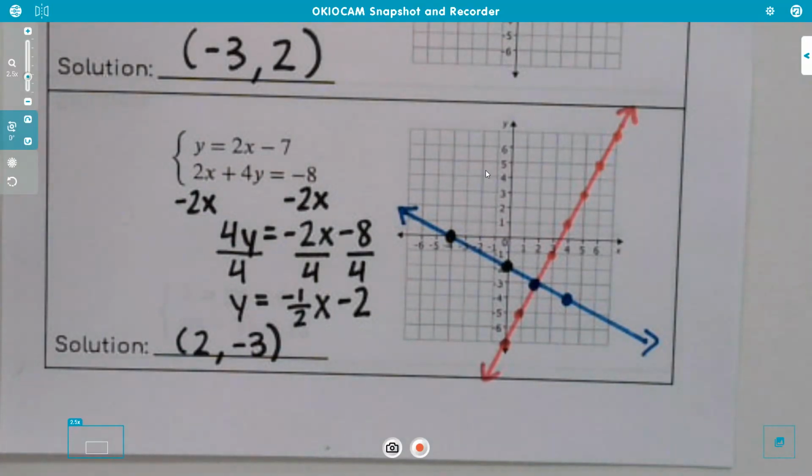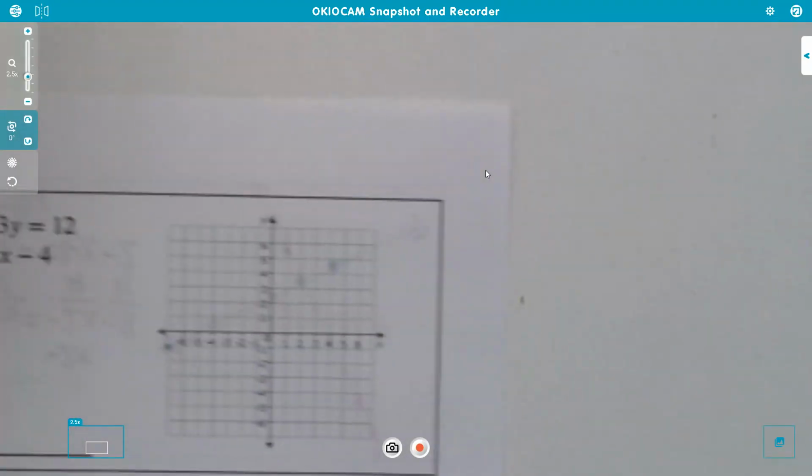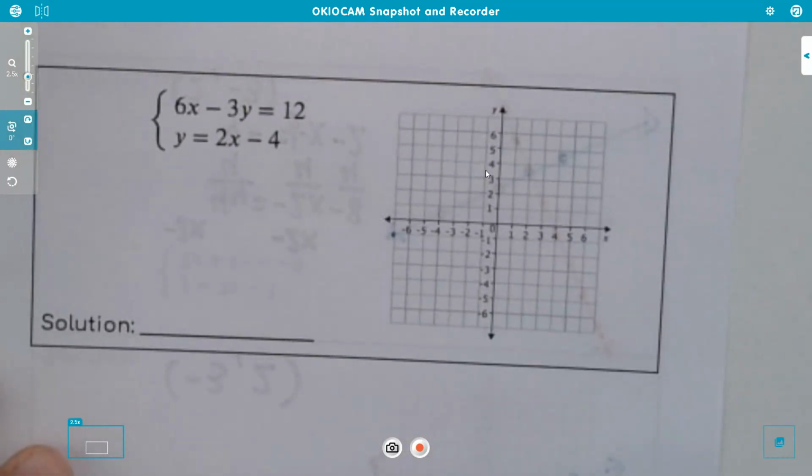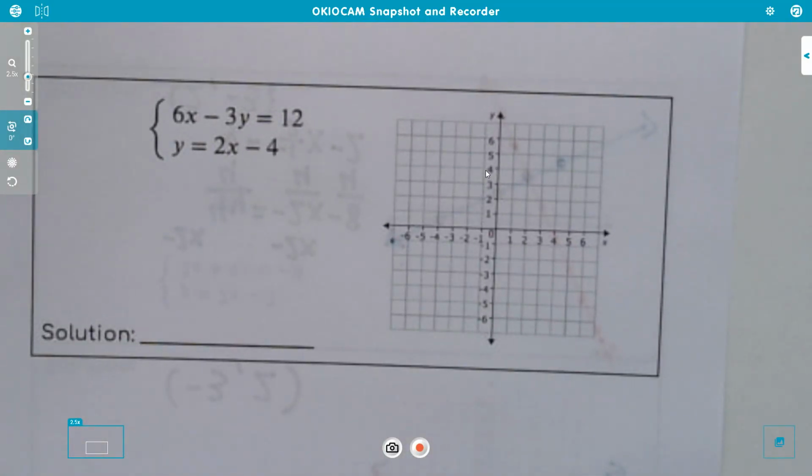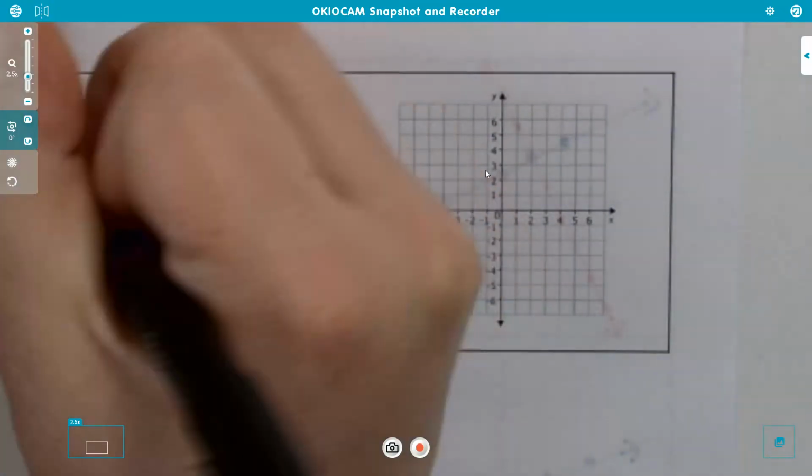I've got one last problem on the back here. We've got 6x minus 3y equals 12, and y equals 2x minus 4. I'm going to do intercepts on this one. If you genuinely prefer converting, you may convert on this one and meet us at the end as well. But I'm going to do intercepts, so I'm going to do 6x equals 12.